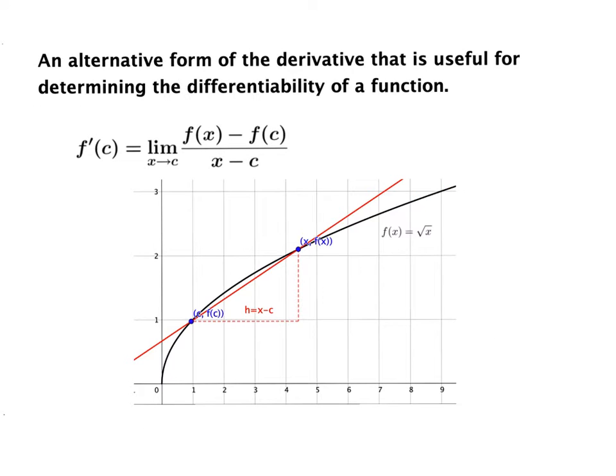So let's see what happens when we send the x coordinate to the c coordinate. You can see that as we get closer, our secant line is becoming closer and closer to a tangent line. Okay, so as x and c get closer together, our secant line essentially becomes a tangent line and gives us the exact slope of the curve at x equals c.